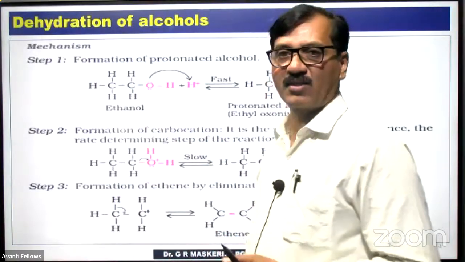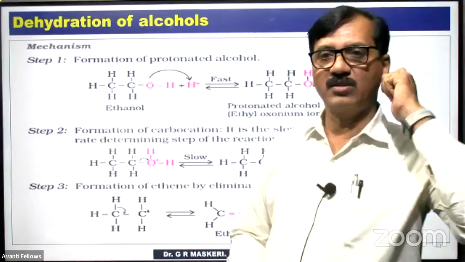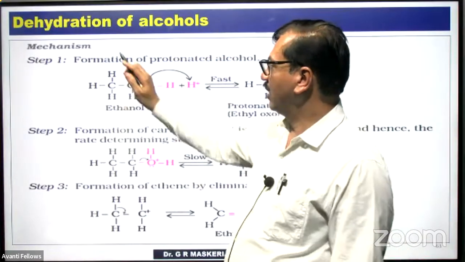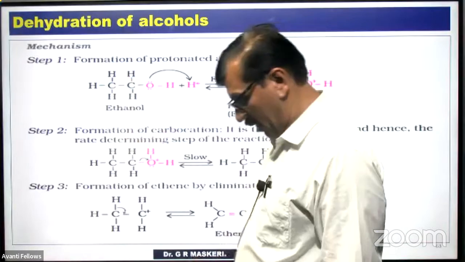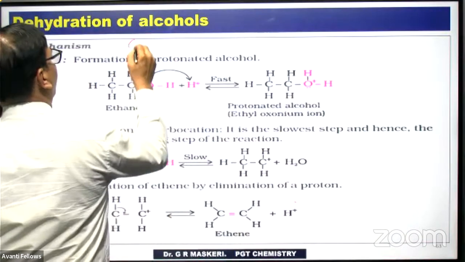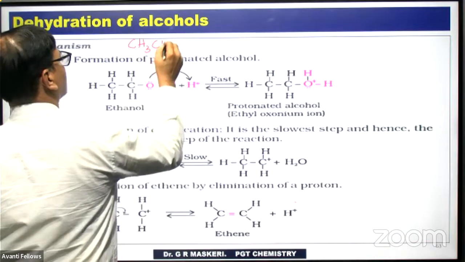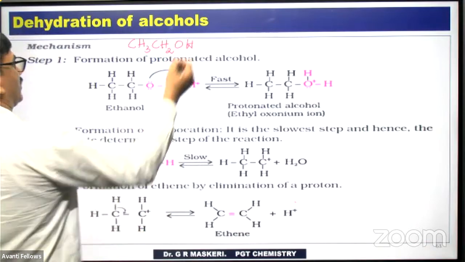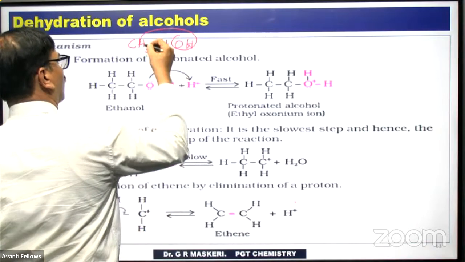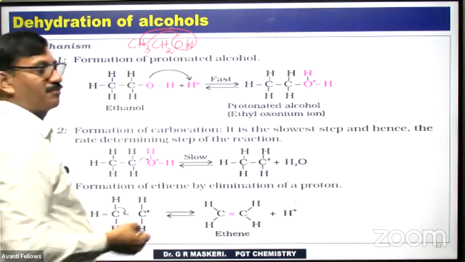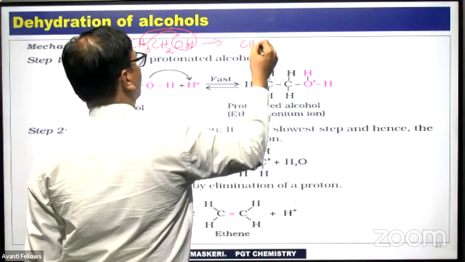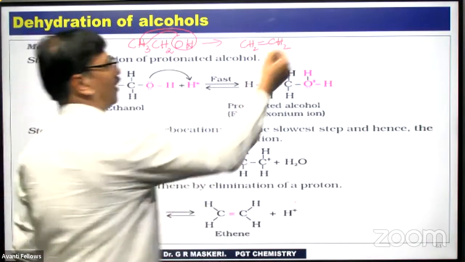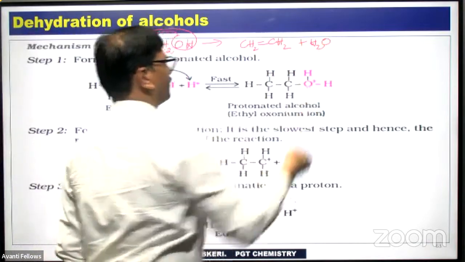Now look into another mechanism, a very similar one: dehydration of alcohol. In dehydration of alcohol, suppose we have CH3CH2OH, an alcohol. Dehydration means OH from this carbon and hydrogen from the neighboring carbon go away, forming CH2 double bond CH2. This is what is called dehydration. The removal of water takes place, therefore it is dehydration.